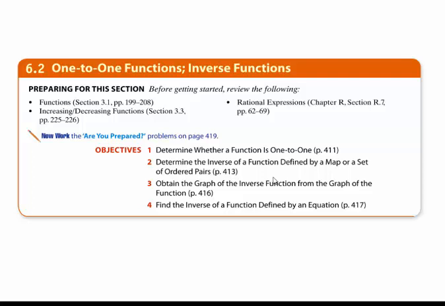So in 6.2, we're going to be doing one-to-one functions and inverse functions. There are four objectives. We're going to determine whether a function is one-to-one. Then we're going to determine the inverse of a function defined by a map or a set of ordered pairs. We're also going to obtain the graph of an inverse function. And then we're going to find the inverse of a function defined by an equation.